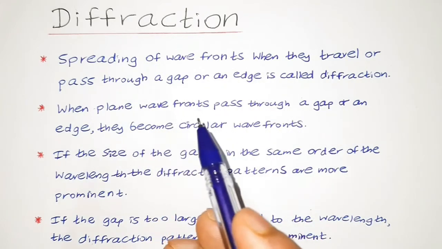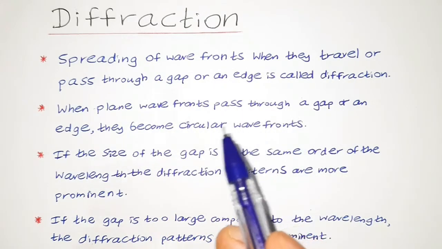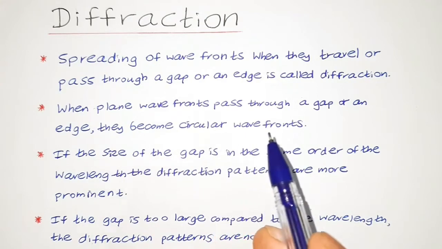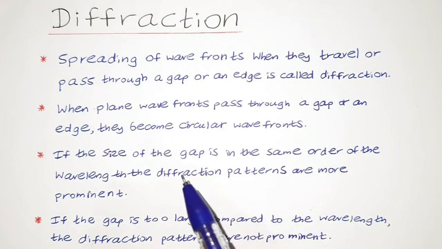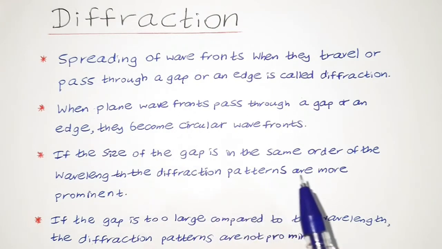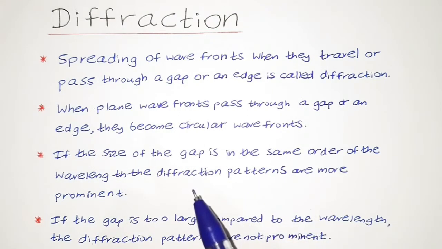When plane wavefronts pass through a gap or an edge, they become circular wavefronts. If the size of the gap is of the same order as the wavelength, the diffraction patterns are more prominent. If the gap is too large compared to the wavelength, the diffraction patterns are not that prominent. We'll discuss more about this in the coming videos.